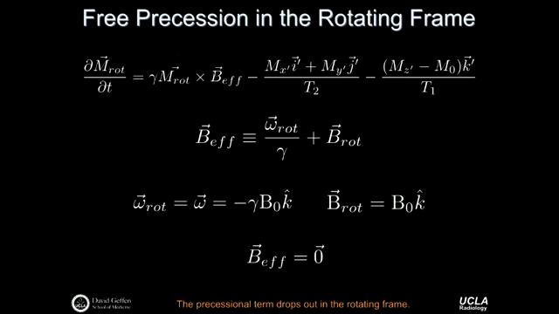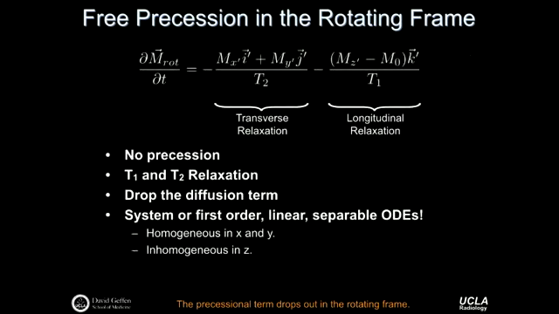Because this is a zero term, we're just going to lose any components that would enter through this precessional cross product, if you will. So that leads us to a different set of differential equations that we have to work with and solve. When we drop that precessional term off the front, obviously there's no more precession. We still have T1 and T2 relaxation. We went ahead and dropped the diffusion term because we're not going to talk about it for a while.